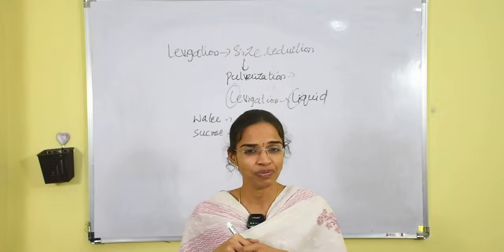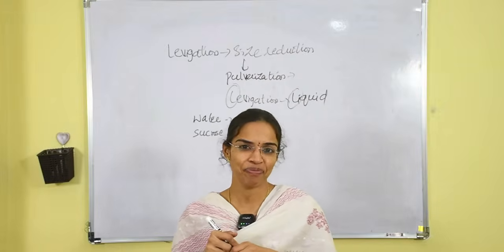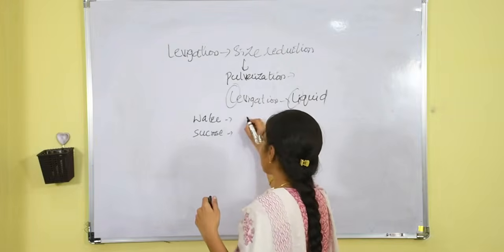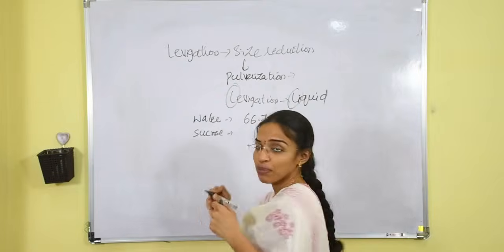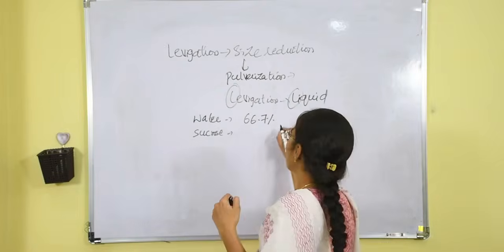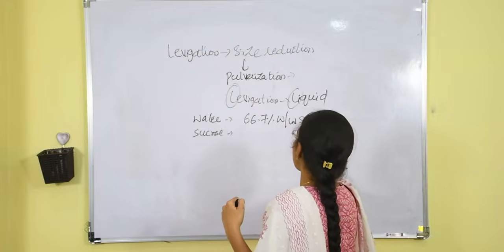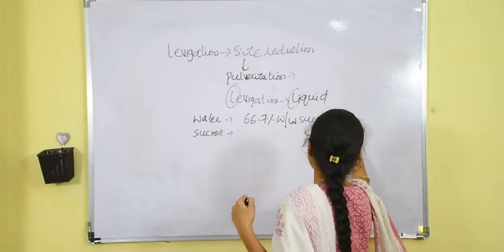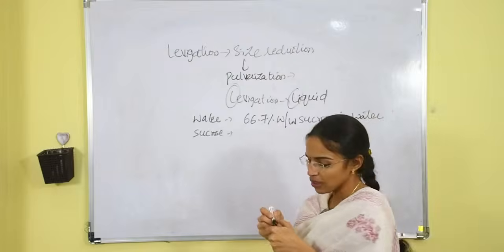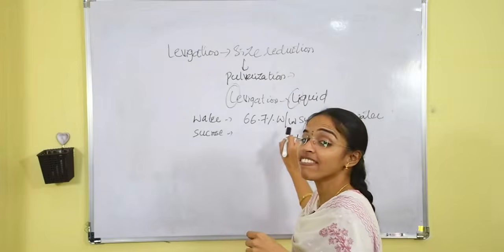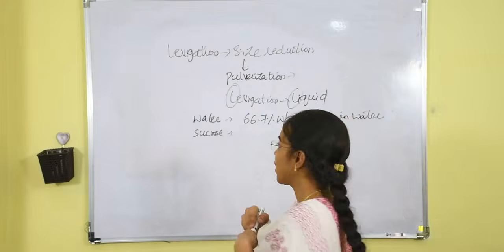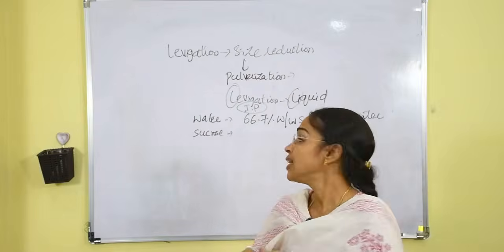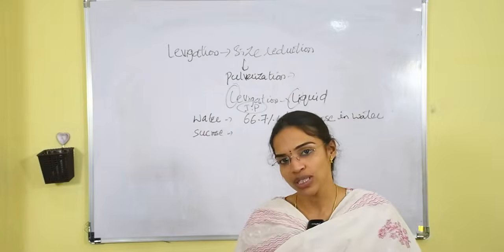Any one of you? Most of you know this, right? Okay, the composition of simple syrup is 66.7% weight by weight sucrose in water. According to the IP, the Indian Pharmacopoeia, it is 66.7% weight by weight sucrose in water.